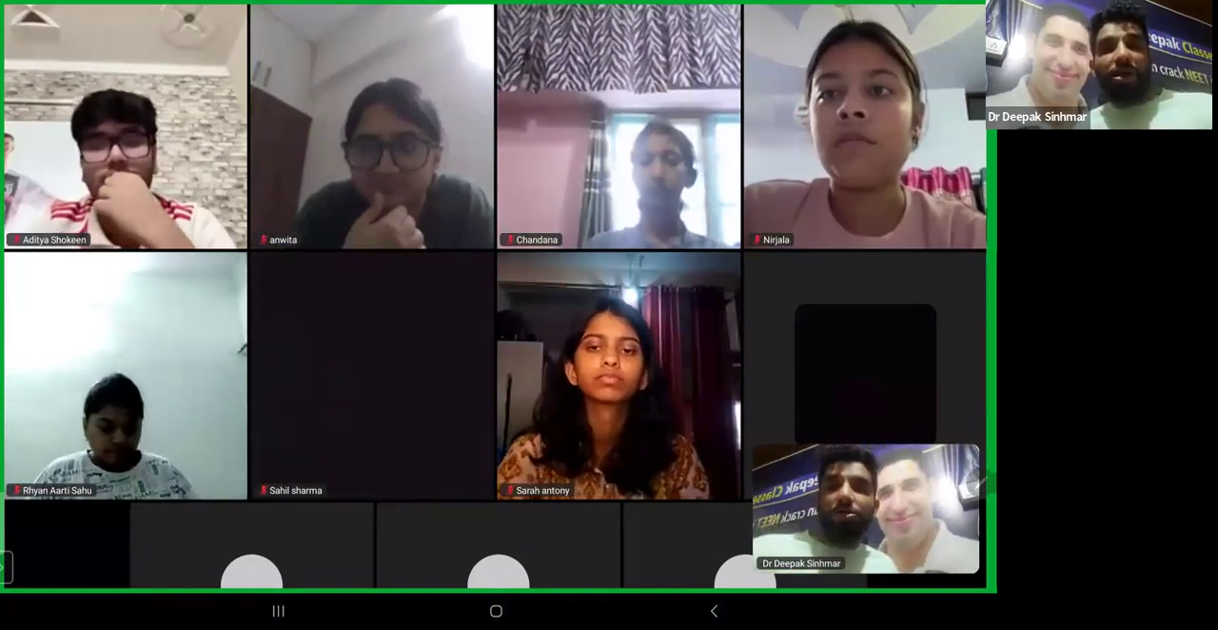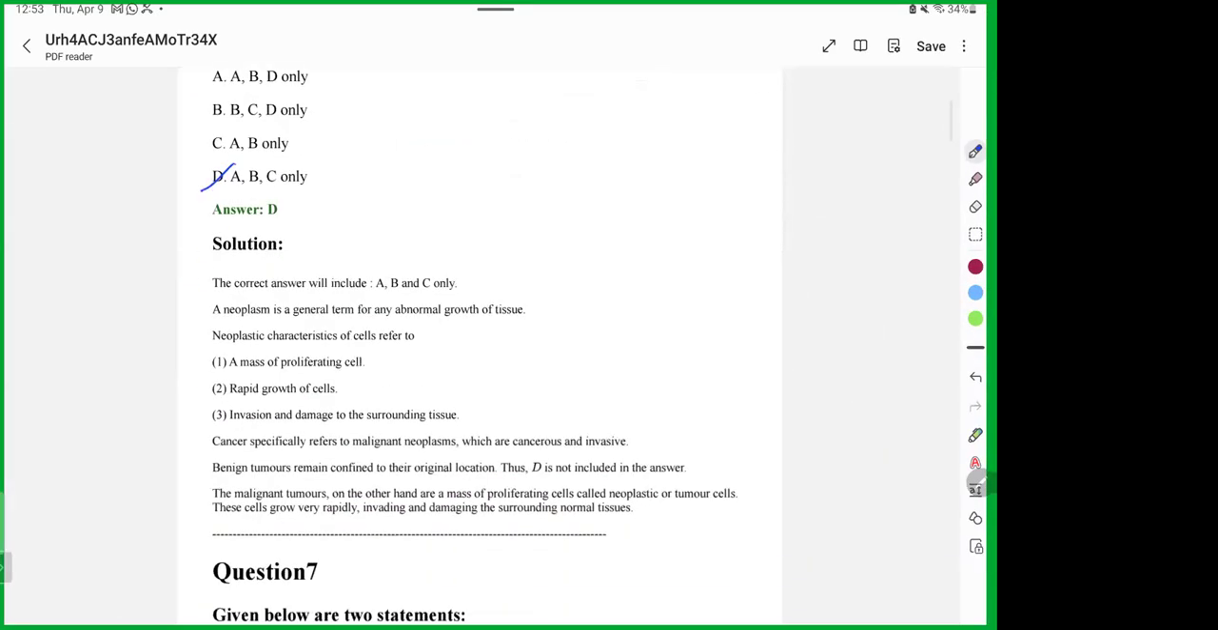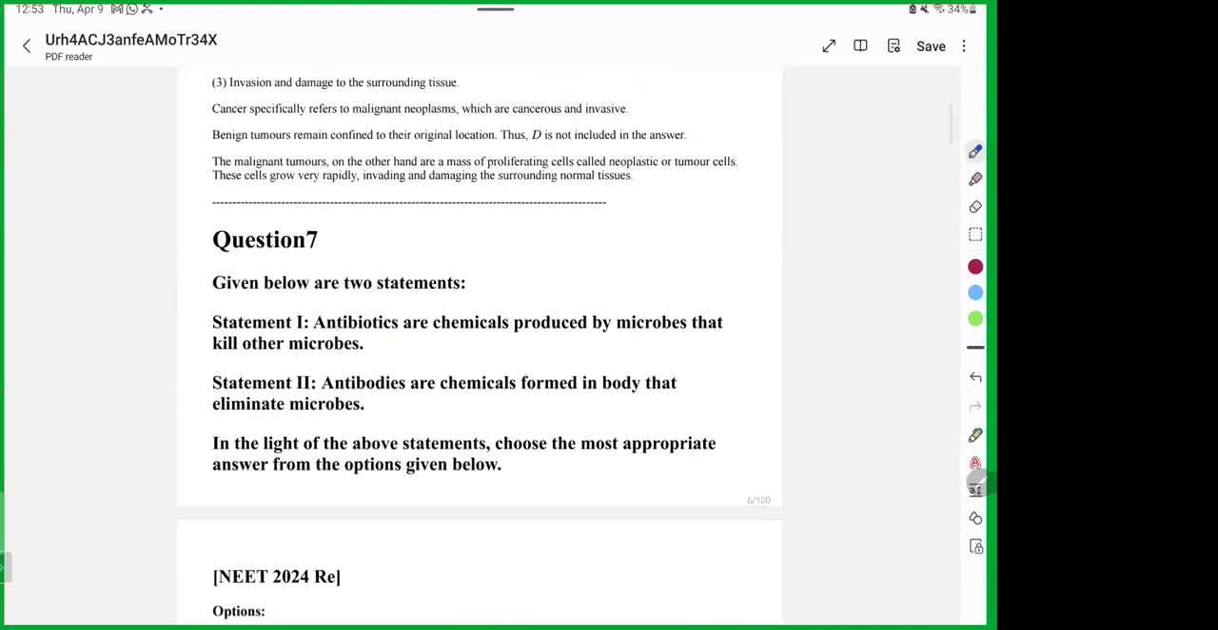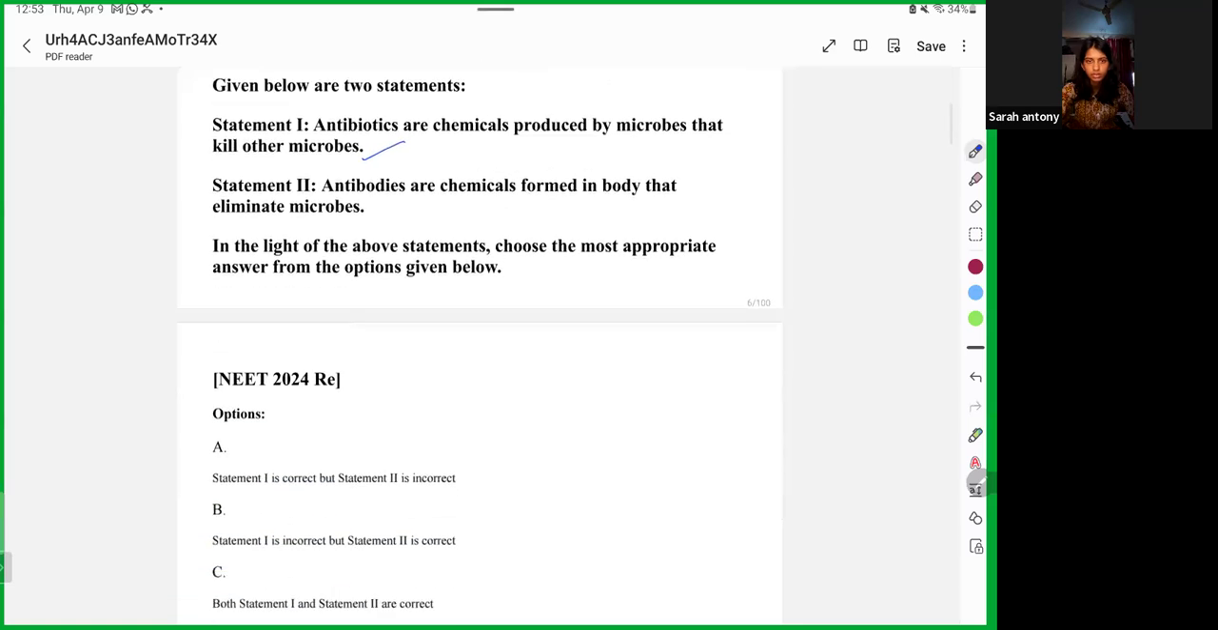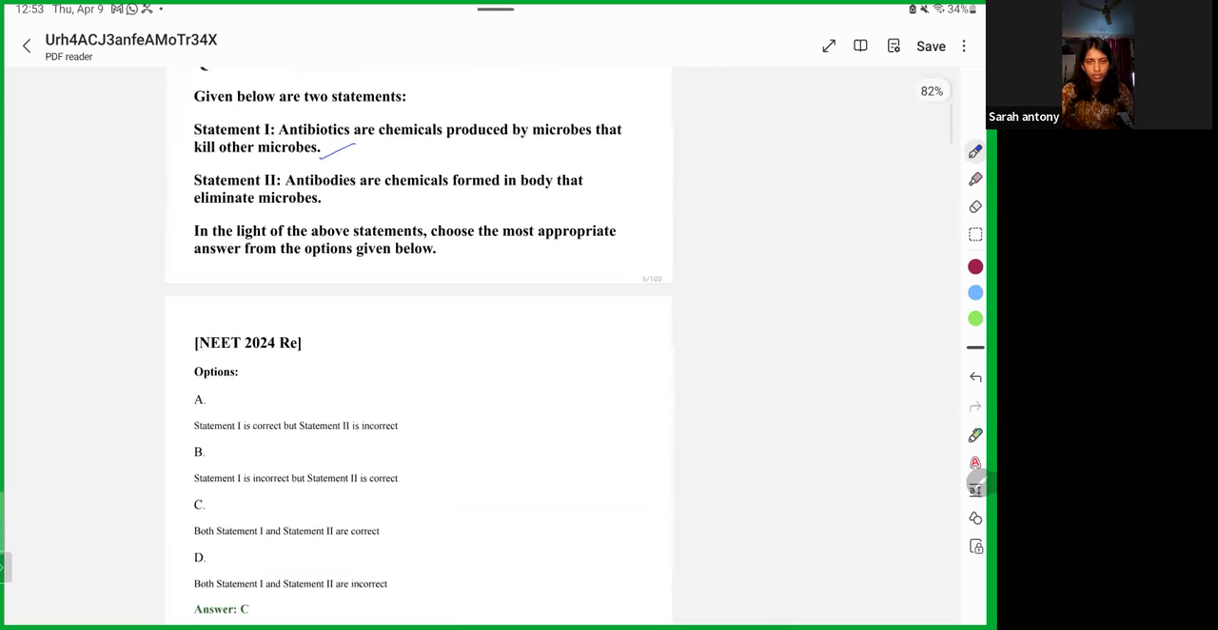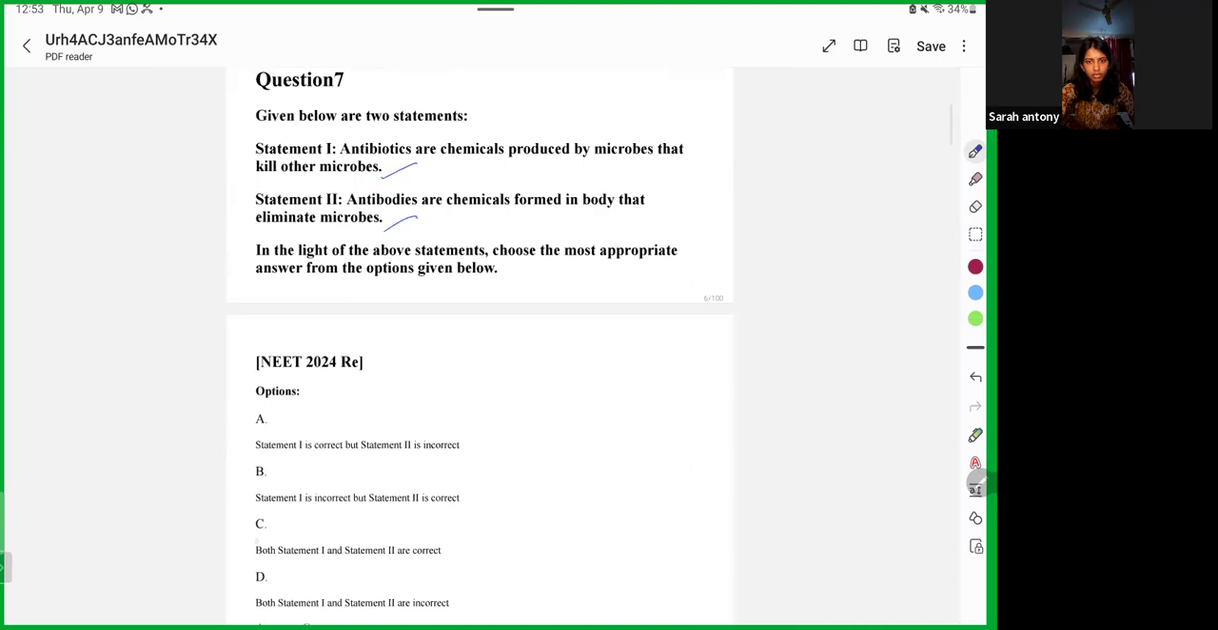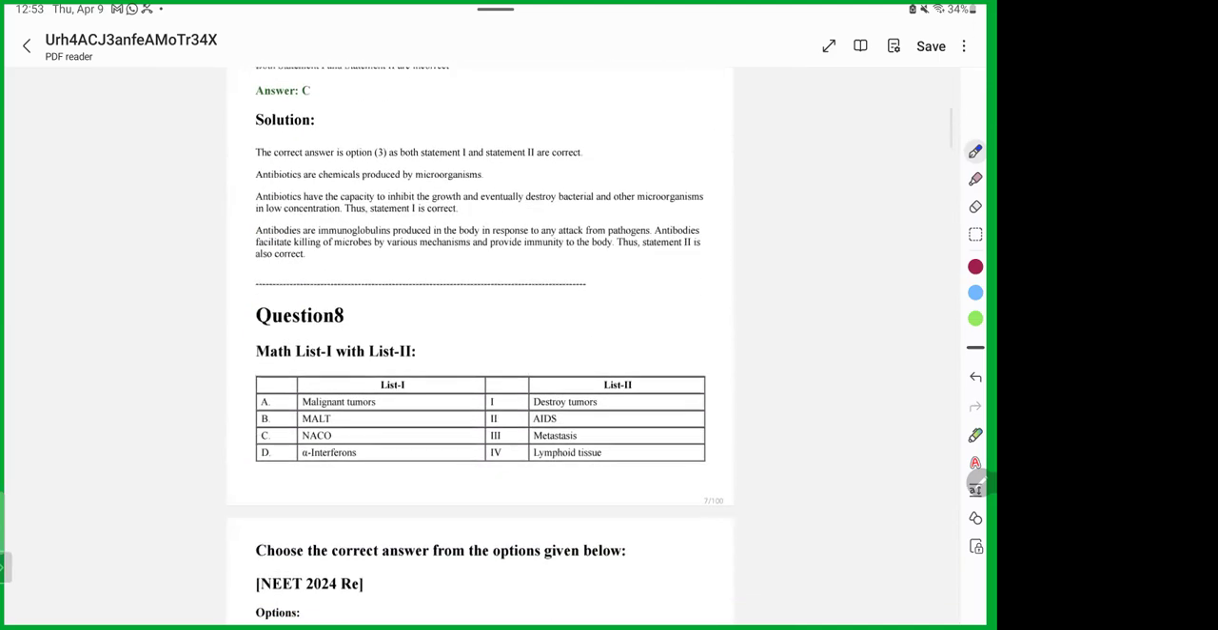So make sure whatever you read, you read with perfection, and then you'll take less time on the questions because we read properly. Sarah: antibiotics are the chemicals produced by a microbe that kill other microbes, and antibodies are the chemicals formed in the body that eliminate microbes. Yes, sir. Correct. Next.